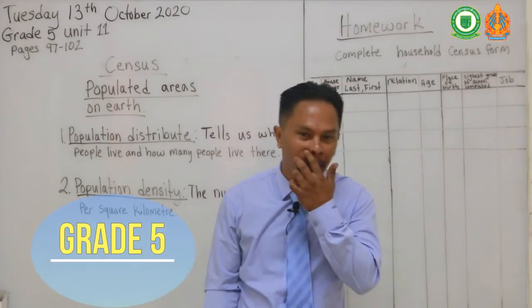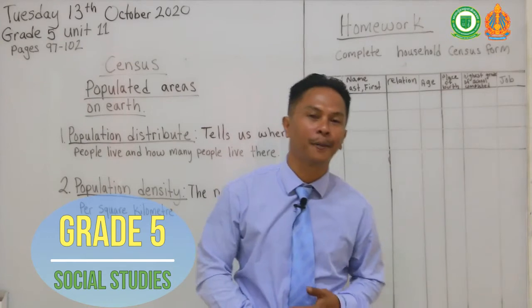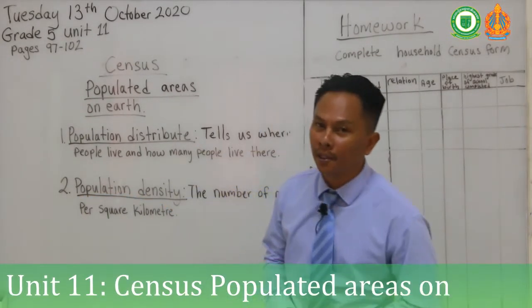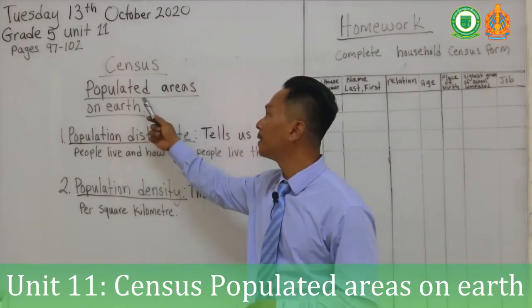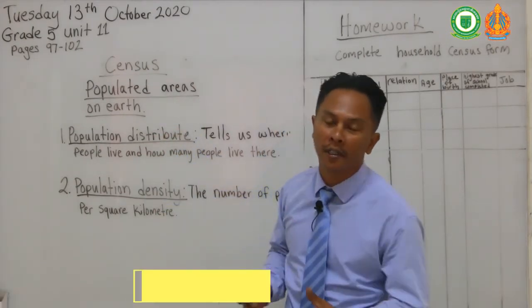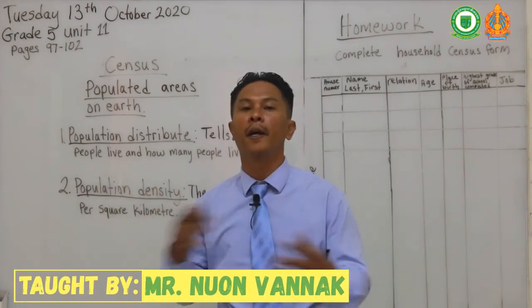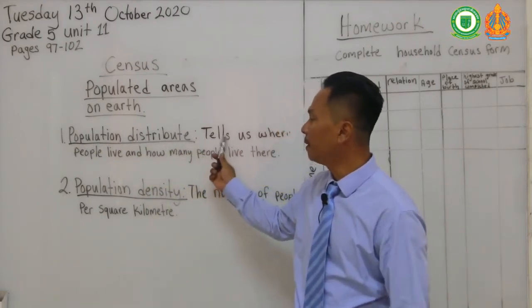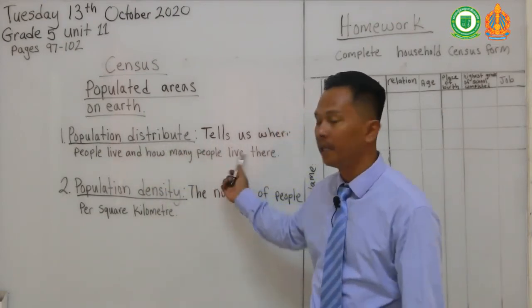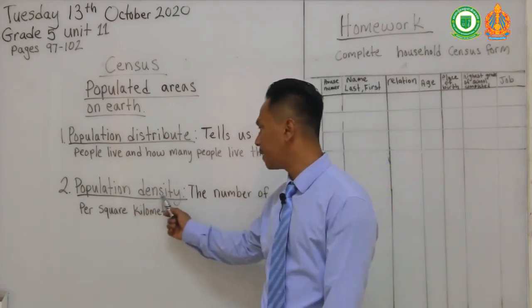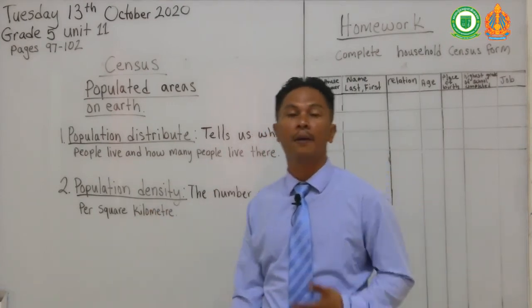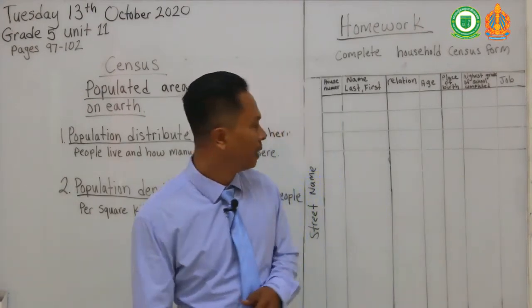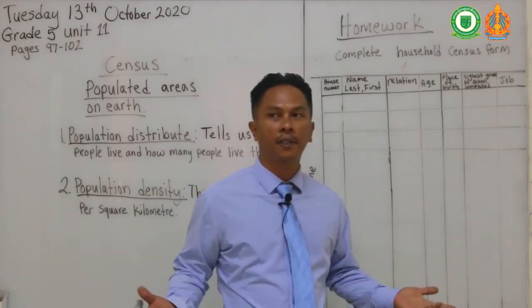Okay, hello students, and welcome back to Social Studies. We're on clip 3. So clip 3, we're going to review what we've learned today, okay? So today we've learned the census on populated areas on Earth. So we're talking about every area, every land on Earth, okay? And we know the distribution on Earth tells us where people live and how many people live there. And the density of the population tells us how many people live per square kilometer in the area or region, okay?